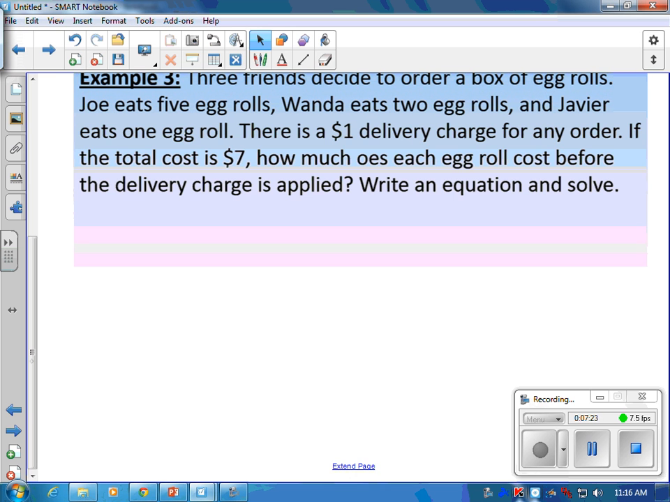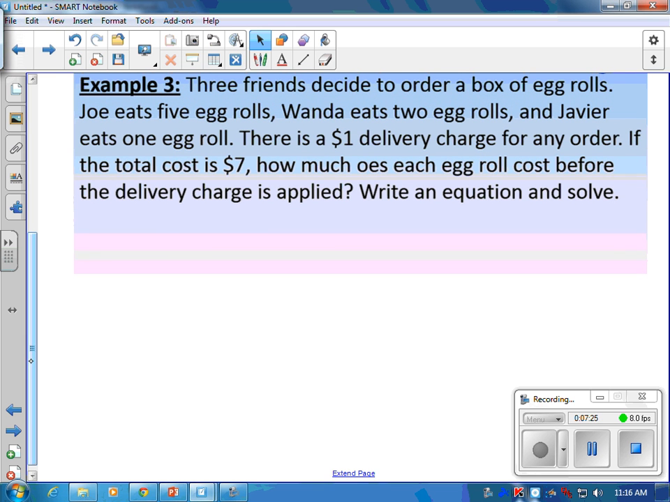All right, so now we've got this example, and we've got this word problem, and we need to write an equation and then solve that equation for this problem. So, first of all, somebody tell me something important in this problem. Graham.